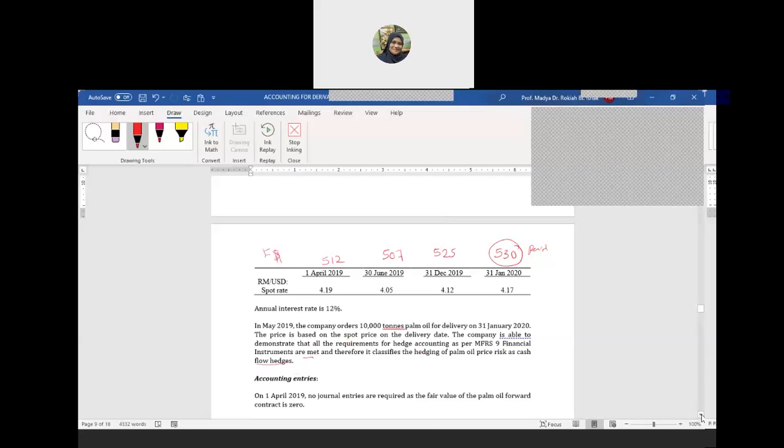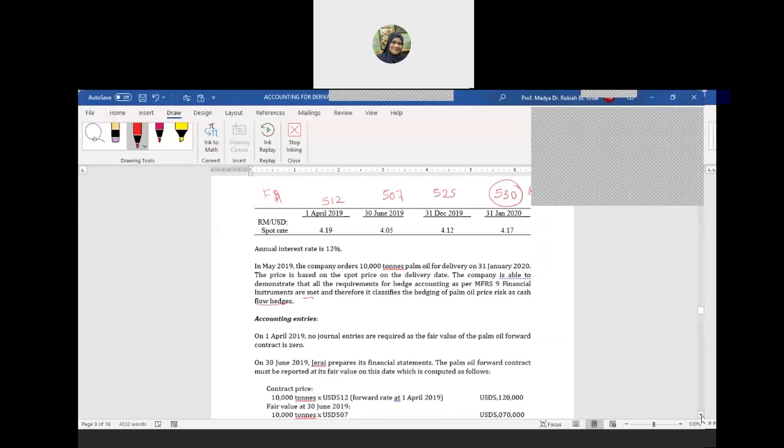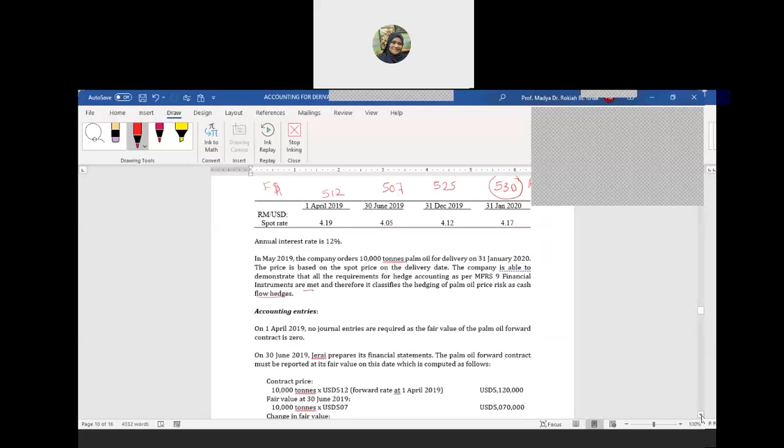So for the journal entry, the first one on 1st of April, no journal entry required because the fair value of the palm oil forward contract is 0, because the fair value is equal to the forward contract's value. So now we look at 30th of June. On 30th of June, if you look at here, the price has been reduced.